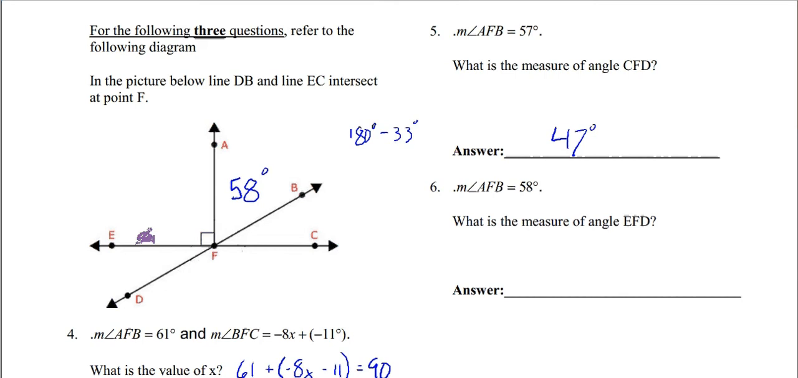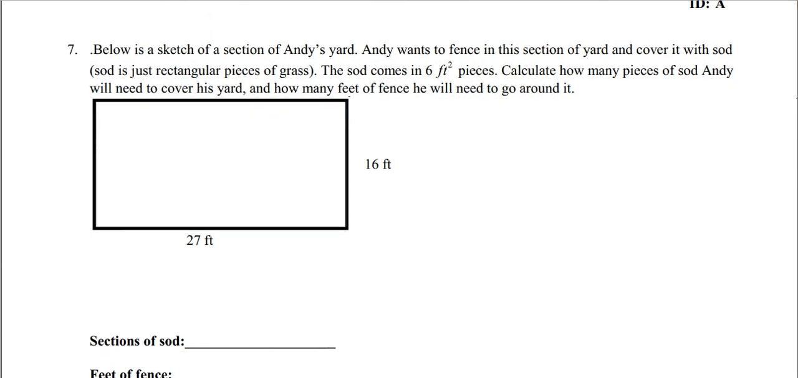We kind of answered this in the previous question. There's no direct connection between EFD and AFB. But AFB plus BFC is 90, which means that this must be 32 degrees. And BFC and our angle, EFD, are vertical angles. So, vertical angles being equal, this is just a straight up 32 degrees. Easy enough, right? So I'll just move it along to the next question, number 7.